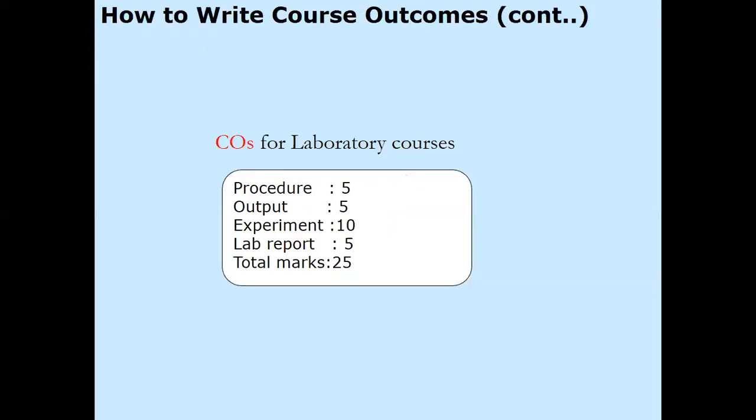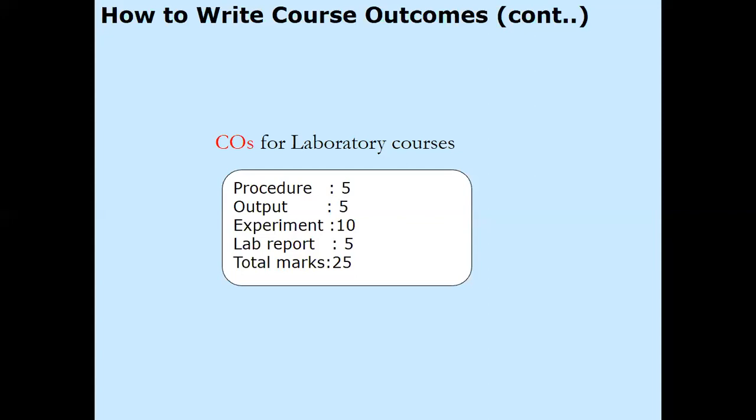Now, here I'm showing how to write the course outcomes for laboratory courses. Here I am assuming the following things. I'm sure everyone knows that you give marks from the procedure point of view. Here, I'm giving 5 marks. For the program output point of view, I have given 5 marks. For conduction of the experiments, I am giving 10 marks. For submission of the lab reports, I am giving 5 marks. So the total marks is 25.